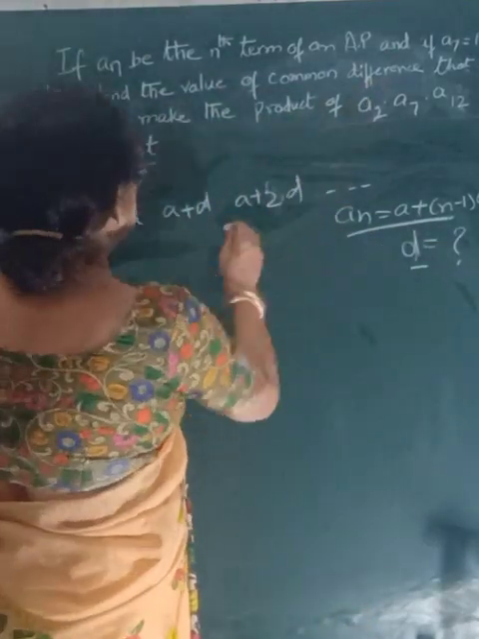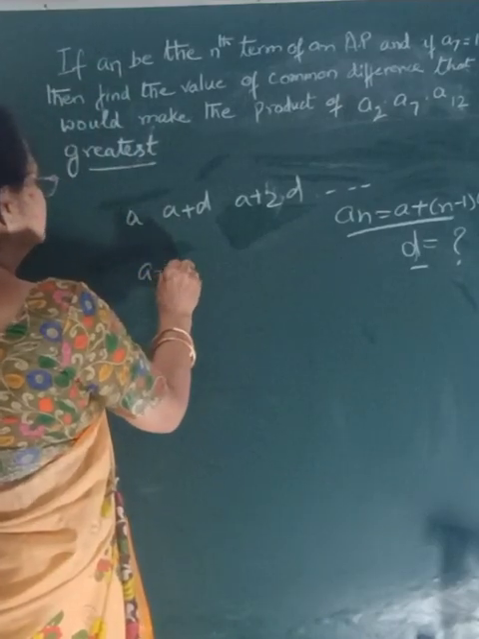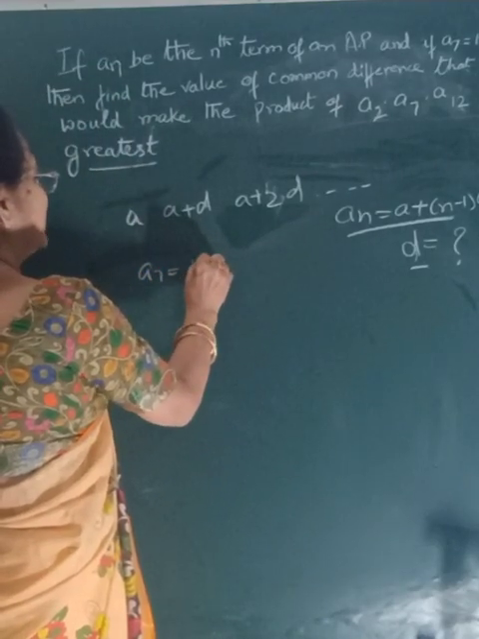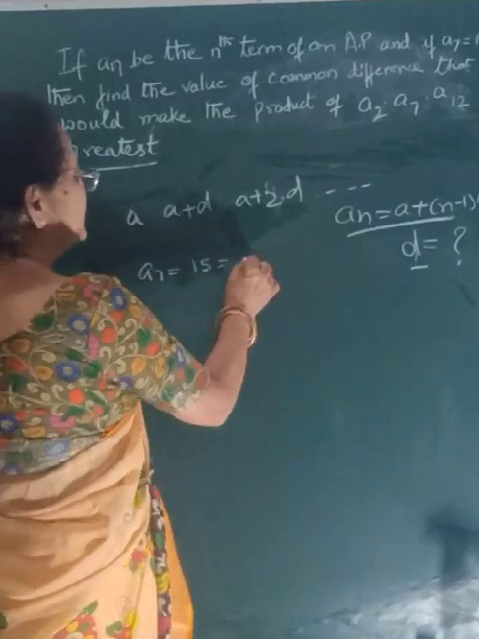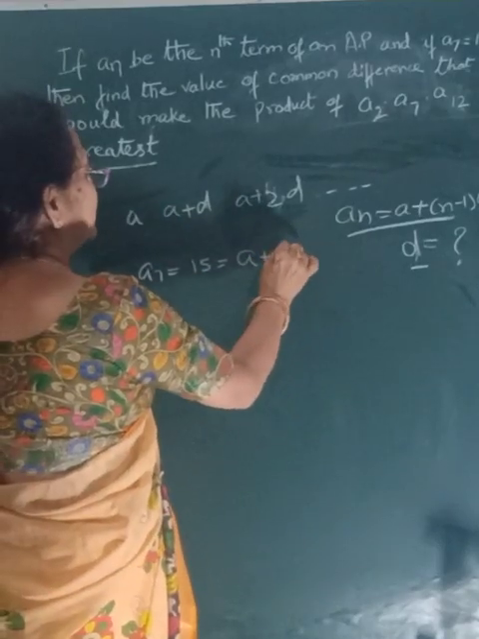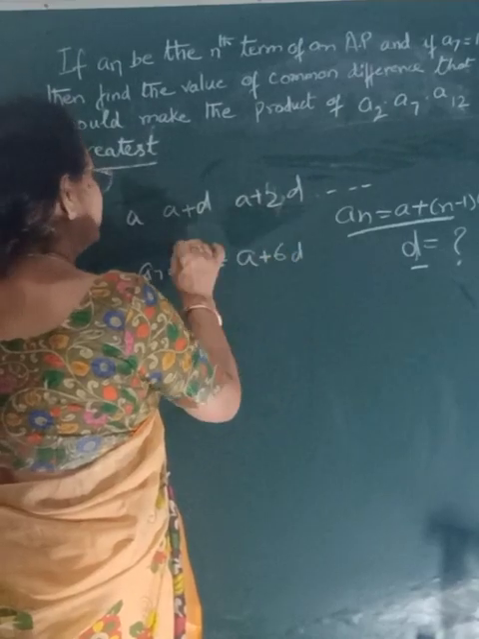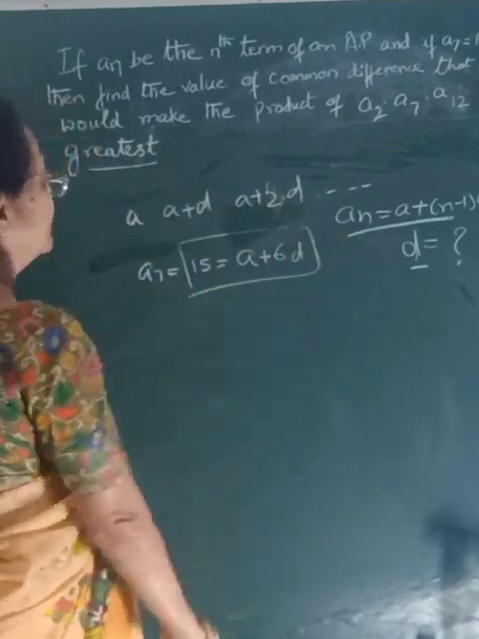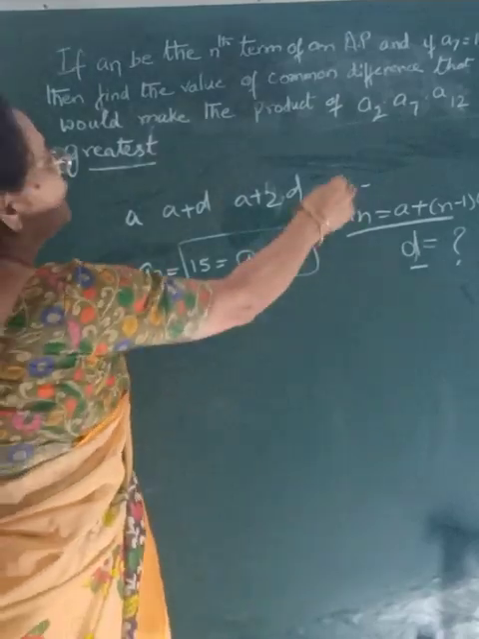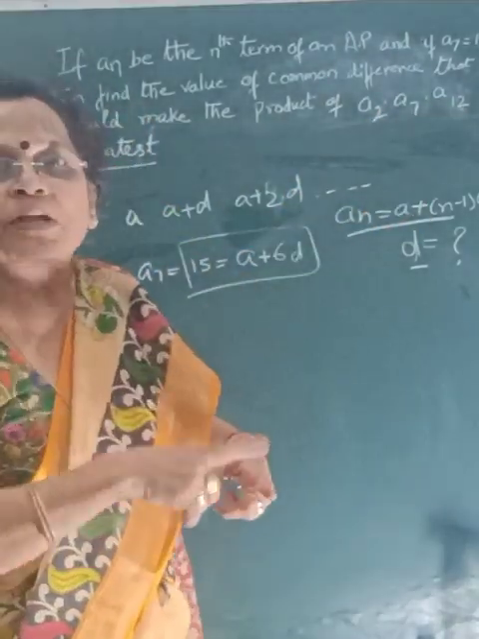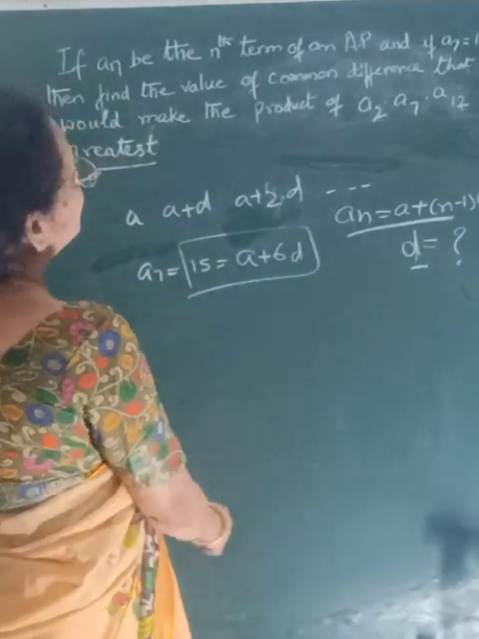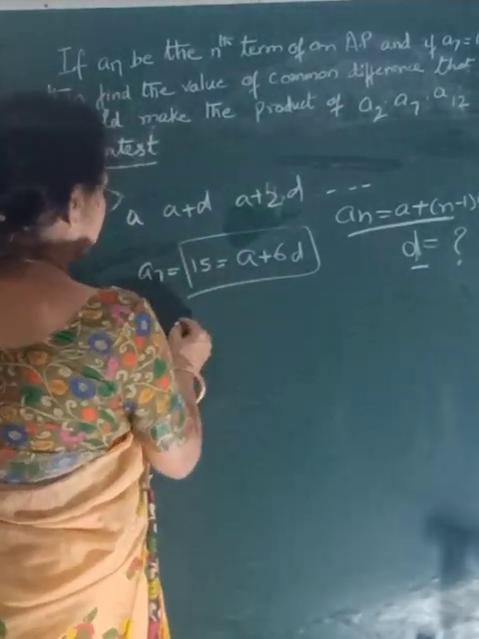The condition is that A7 is given to us. The value of A7 is equal to 15. This value is given to us. Now we have to find for what value of D this product is maximum. Okay, अब product निकालते हैं.